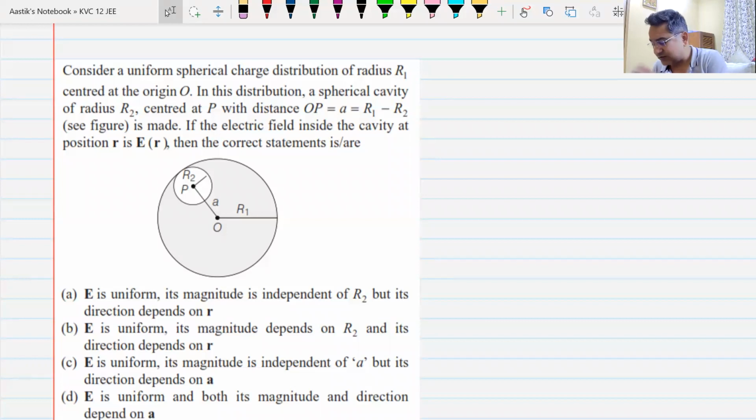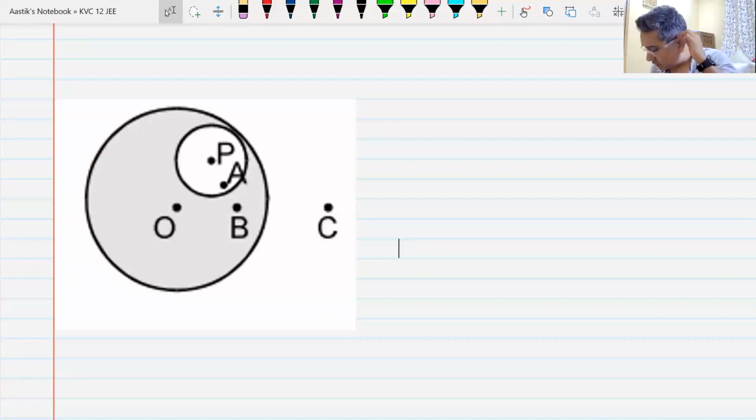This is not an original question. This is a question taken from Irodov. So that is the same question. The question that we have in Irodov is you have to find the electric field at any general point inside that hole. And that is what we are trying to do here. Now, how do I do this question? So what we are going to do is break this question into small parts.